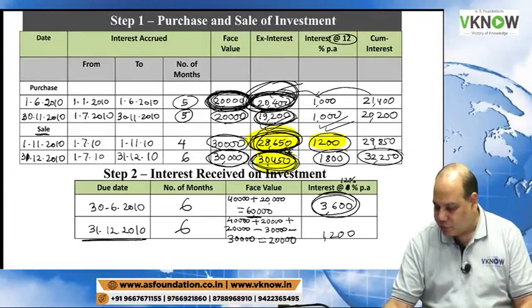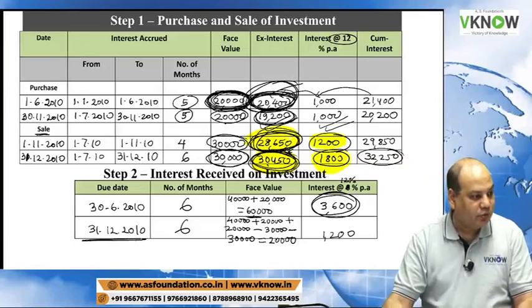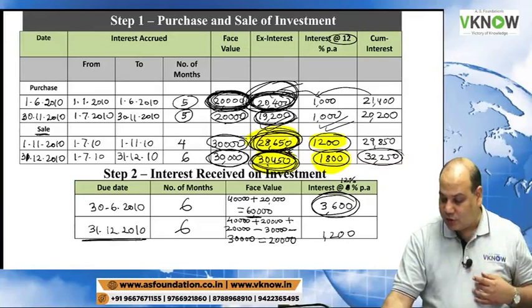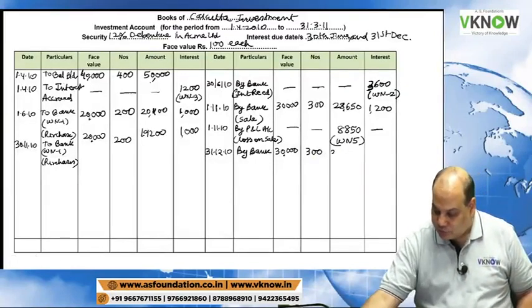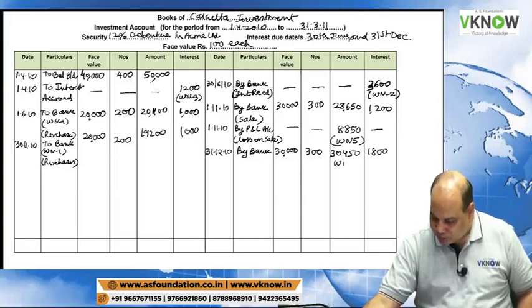30,450 is the ex-interest selling price and 1800 is the interest amount. So we are going to first write down 30450 and 1800. Write in bracket working note 1.